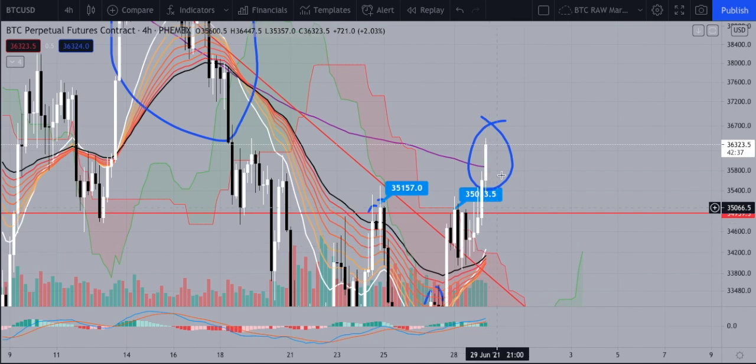You're extended from your EMAs. You could have it rescind and retrace. But just keep an eye on it, guys, and keep making money.